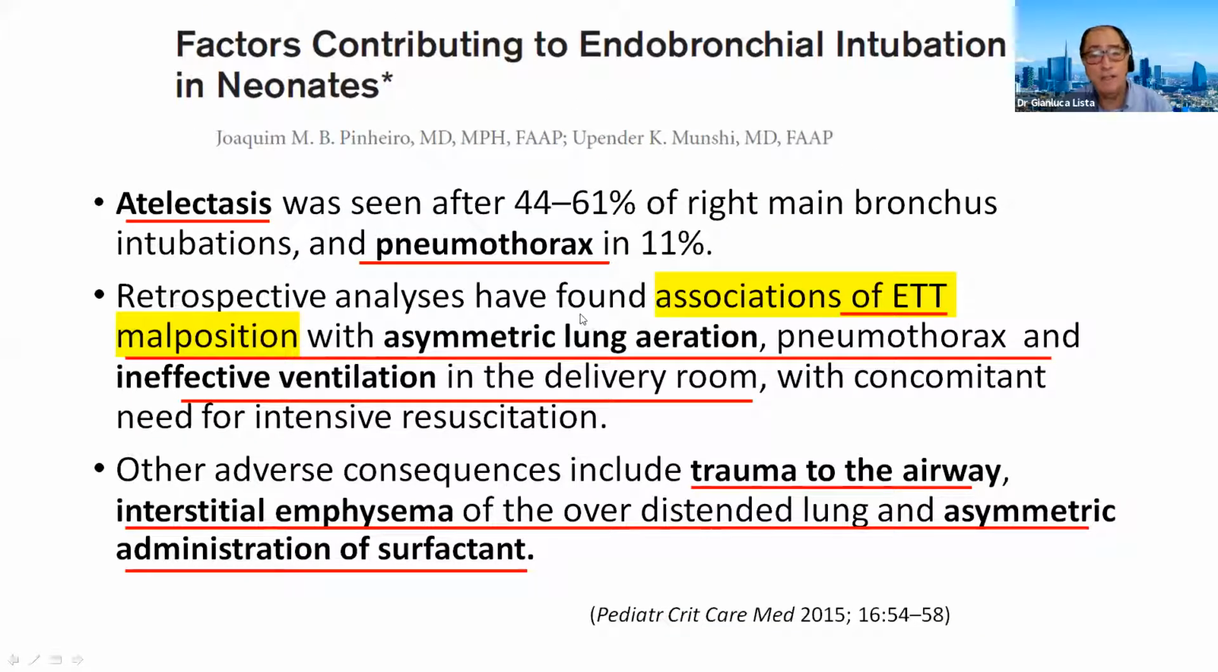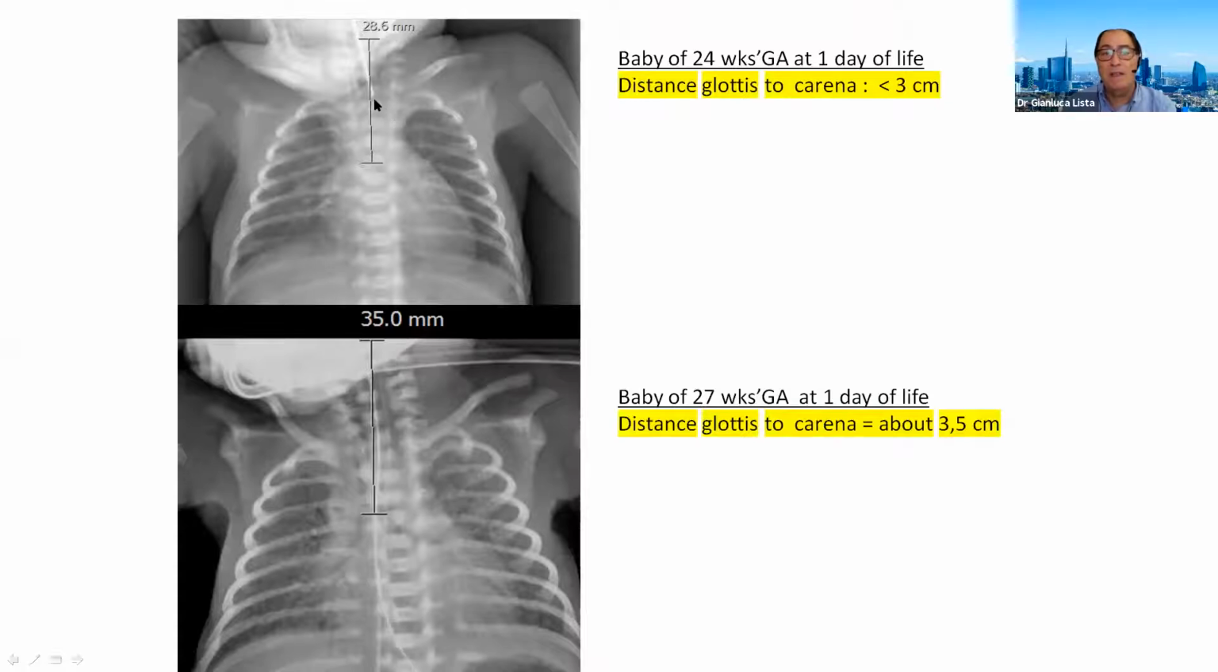Atelectasis, pneumothorax, asymmetric lung aeration, ineffective ventilation in the delivery room, trauma to the airway, interstitial emphysema, and asymmetric administration of surfactant are multiple situations that are a sequela of non-adequate positioning of the endotracheal tube. We have to remember that the distance between the glottis and the carina is related to the gestational age, the birth weight, and the dimension of the thorax and the trachea of the baby.